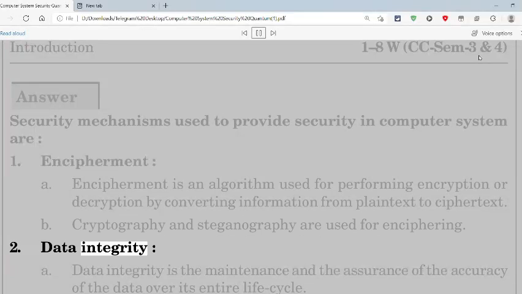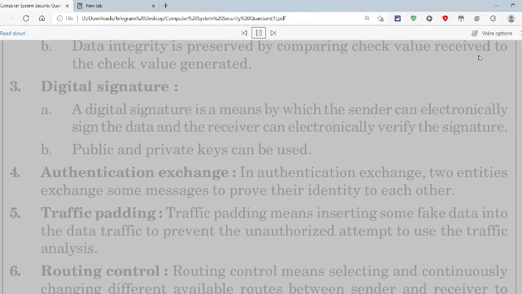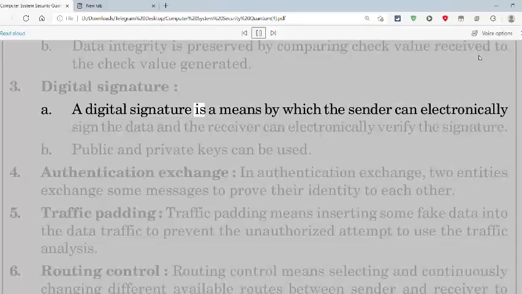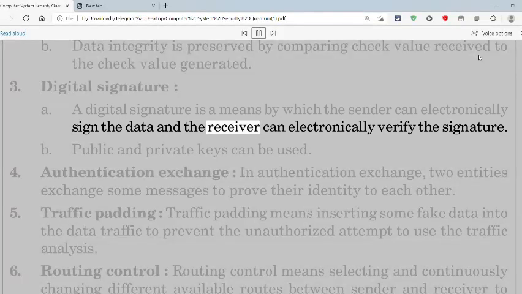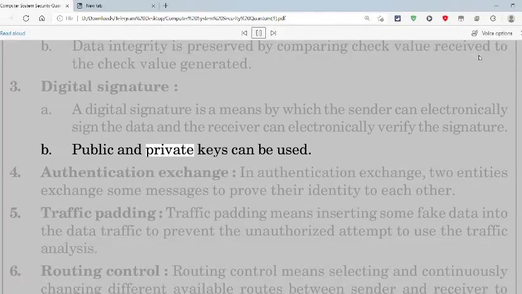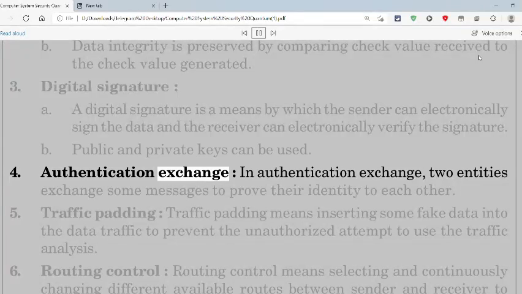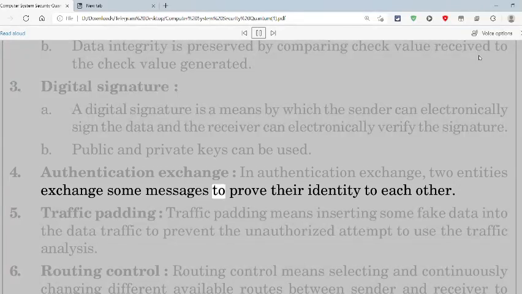2. Data integrity. A. Data integrity is the maintenance and the assurance of the accuracy of the data over its entire lifecycle. B. Data integrity is preserved by comparing check value received to the check value generated. 3. Digital signature. A. A digital signature is a means by which the sender can electronically sign the data, and the receiver can electronically verify the signature. B. Public and private keys can be used. 4. Authentication exchange. In authentication exchange, two entities exchange some messages to prove their identity to each other.